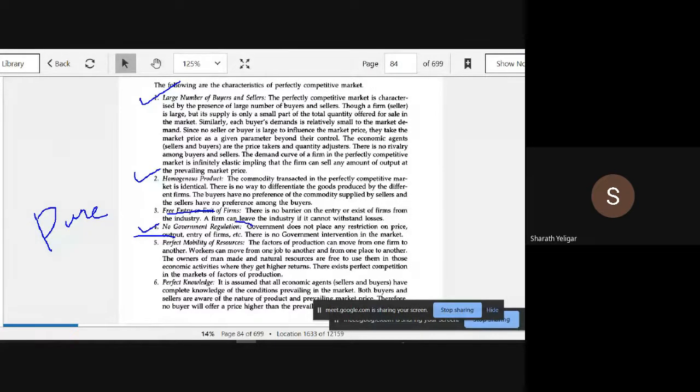What is the other word for no government regulation? Laissez-faire. Yeah, laissez-faire. That means no government regulation. With this, if we add 2 more assumptions, that is perfect mobility of resources and perfect knowledge, this becomes perfect. Understood? So we should be thorough with these 2 concepts. They will ask these 2 concepts. What makes it perfect competition is these 2 assumptions.